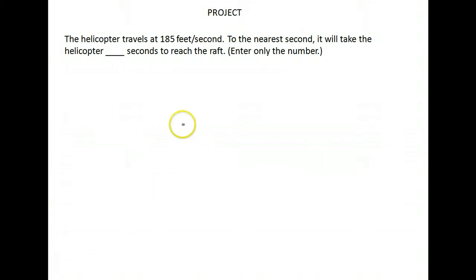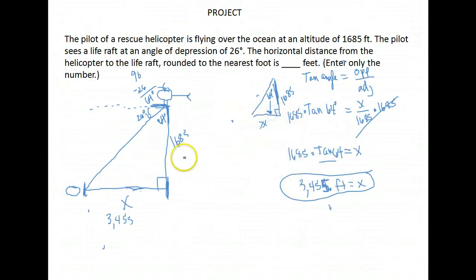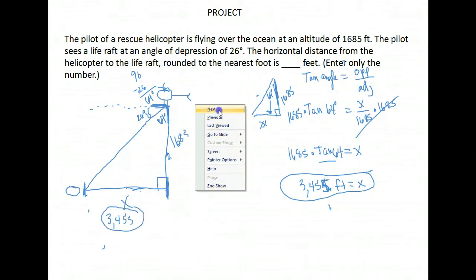It says the helicopter travels at 185 feet per second. To the nearest second, it will take the helicopter how many seconds to reach the raft? Enter only the number. So let's look at our previous page. How far is it from the raft? Well, they're going horizontally, and it looks like they need to travel 3,455 feet.